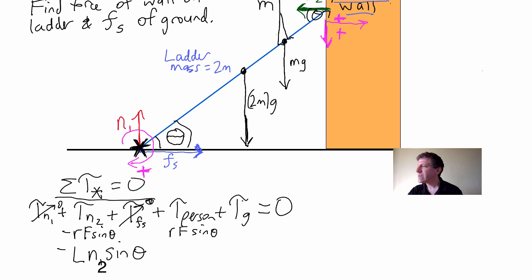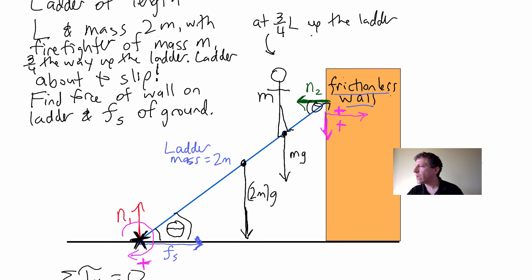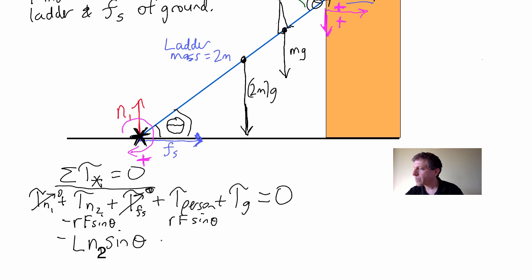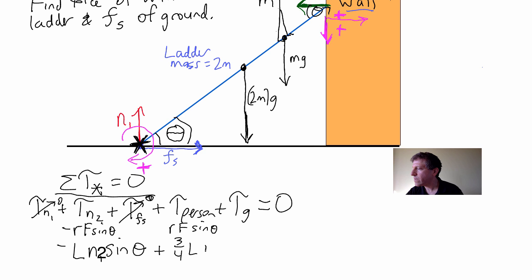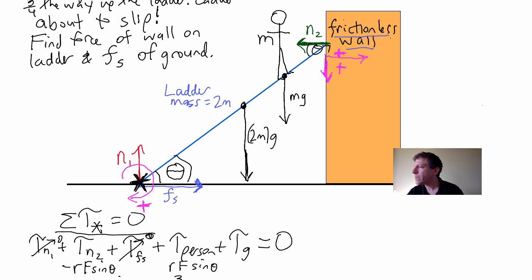Now, what is R? Well, the person is 3/4 of L, 3/4 of the length up the ladder. So that's going to be 3/4 L. I'll do plus. R is 3/4 of L. The F is where the person is. That's just mg. What is the sine of that angle between them?